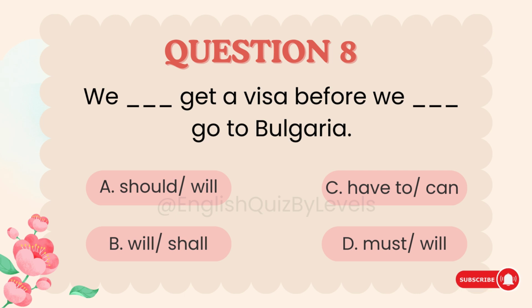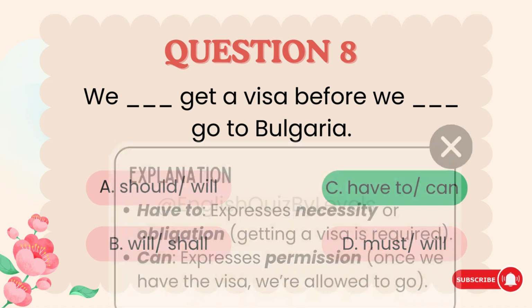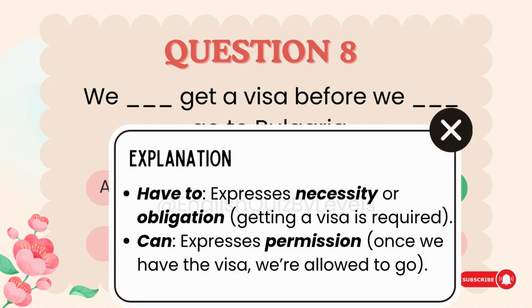Question 8. The answer is have to and can. Have to expresses necessity or obligation. Getting a visa is required. Can expresses permission. Once we have the visa, we're allowed to go.